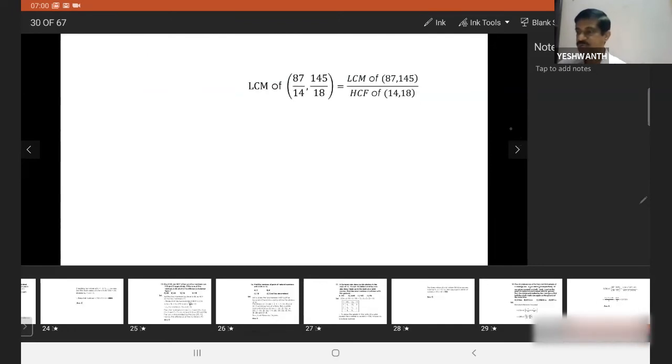Whenever it talks about LCM, for numerators we take LCM and for denominators we take HCF. This we already discussed in one problem based on this. So if you take that, LCM of 87 and 145 is 435 and HCF of 14 and 18 is 2. So 435 by 2 is 217.5 meters. So option is B.